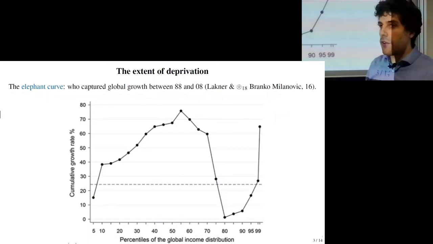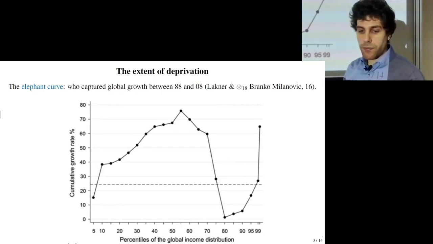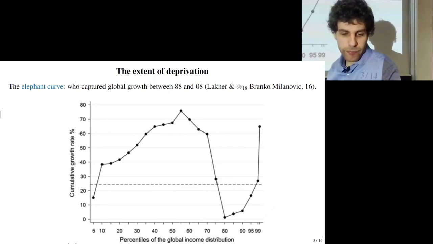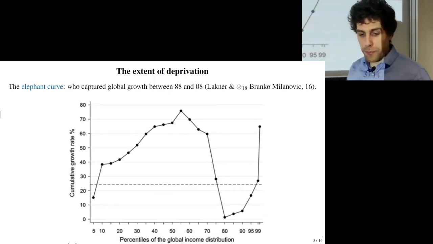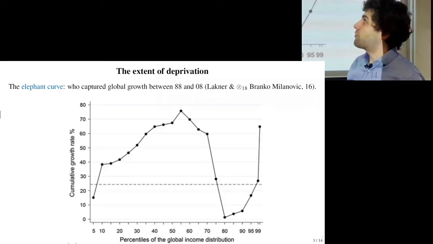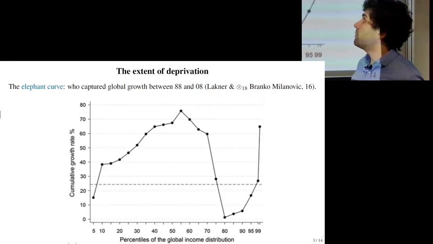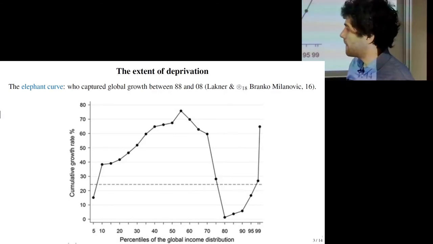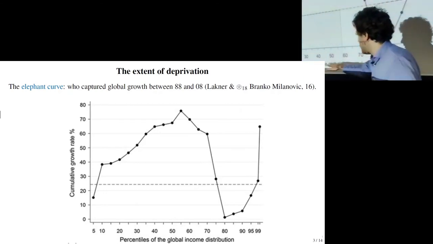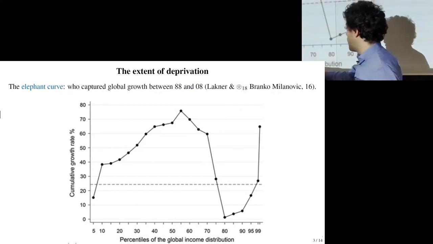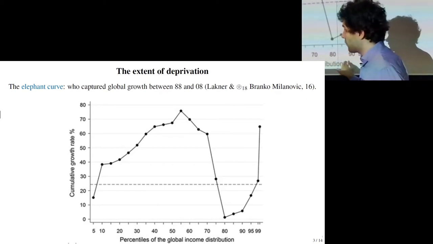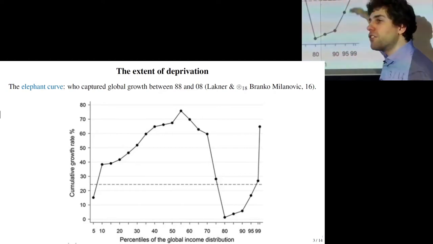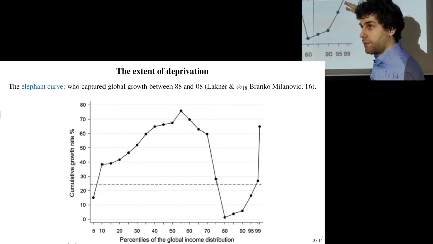This is a famous curve by Christopher Lakner and Branko Milanovic, called the elephant curve. It shows who captured global growth in income over the last decades, between 1988 and 2008. On the x-axis, you have the percentile in the global income distribution, from the poorest to the richest. And on the y-axis, by how much their income has grown in these 30 years.